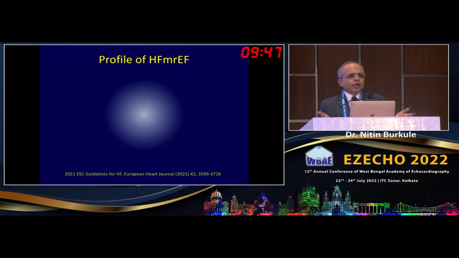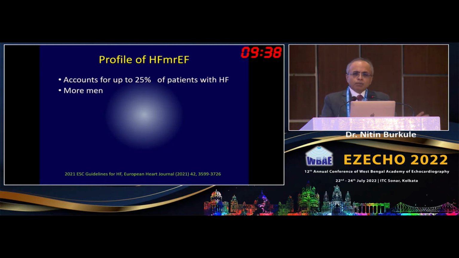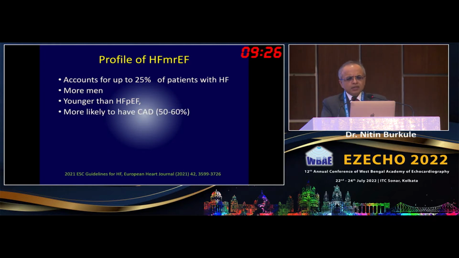So what is the profile of these patients? Now these patients account for 25% of the heart failure patients, and they are more males, unlike HFpEF where more females are there. They are younger than the patients of HFpEF, because HFpEF people are generally older and HFrEF people are generally younger, and these people are in between. Then they are more likely to have CAD. Almost half of them can have CAD, just like HFrEF people.